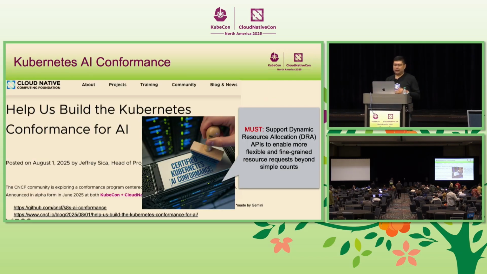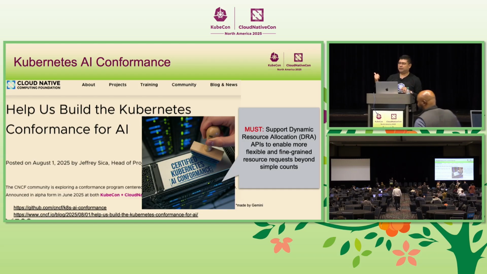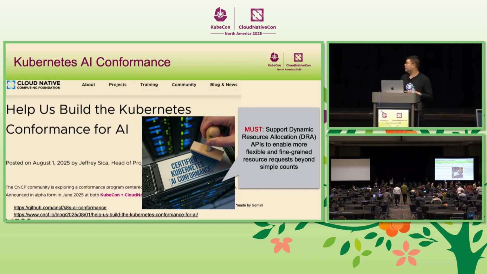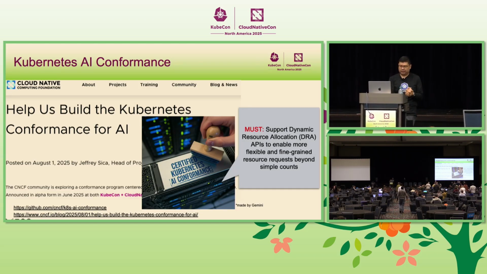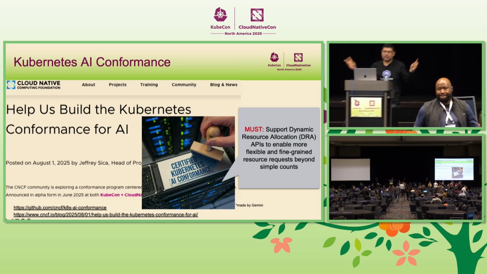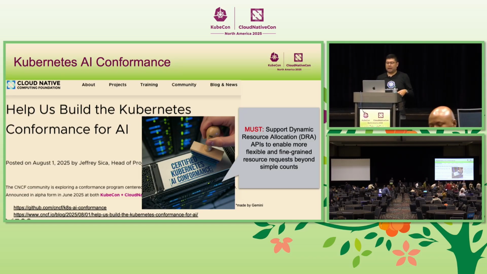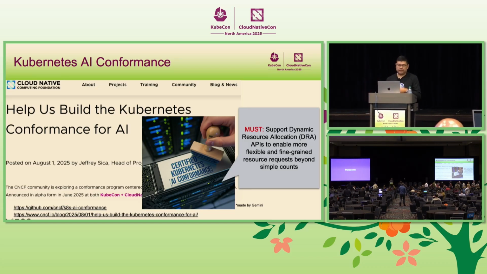And if you've attended the keynotes, you've seen that the Kubernetes AI Conformance Program, version 1.0, was released. It was also announced back in KubeCon Japan and China. And the very first must in the Kubernetes conformance for AI is that DRA must be enabled.